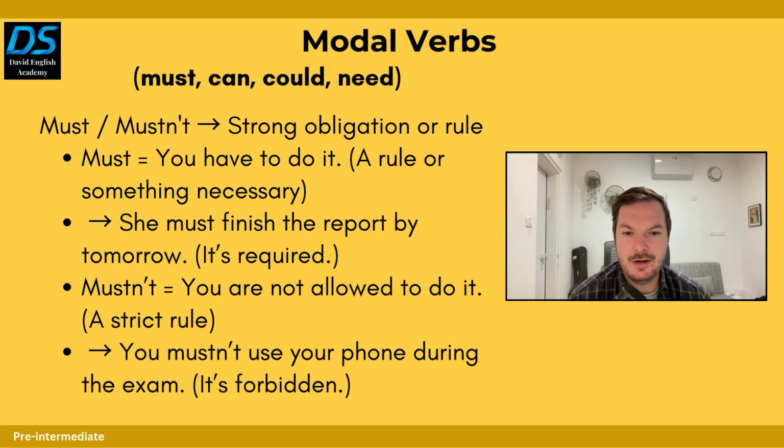Again, it's for a strong obligation or a rule. Must means you have to do it. It's a rule or something necessary. For example, she must finish the report by tomorrow. It's required. Mustn't. You are not allowed to do it. It's a strict rule. You mustn't use your phone during the exam. It's forbidden. So those are some more examples of how to use must.